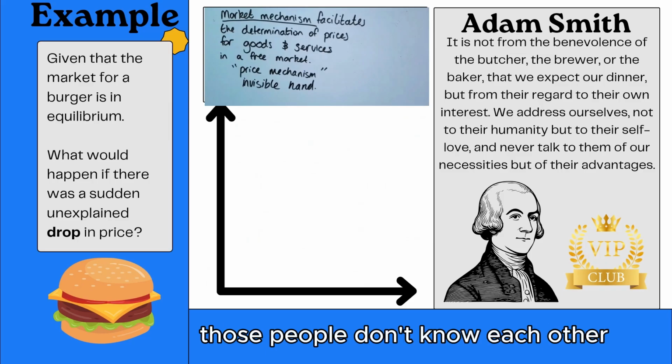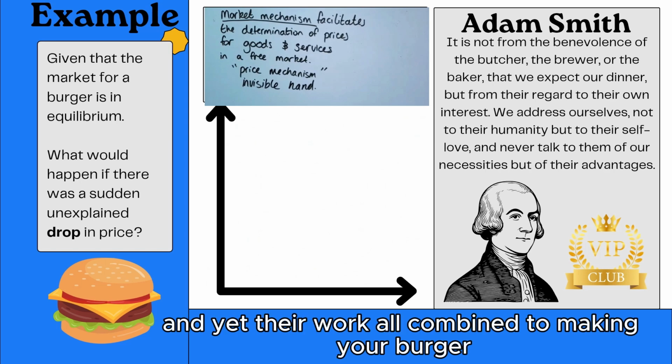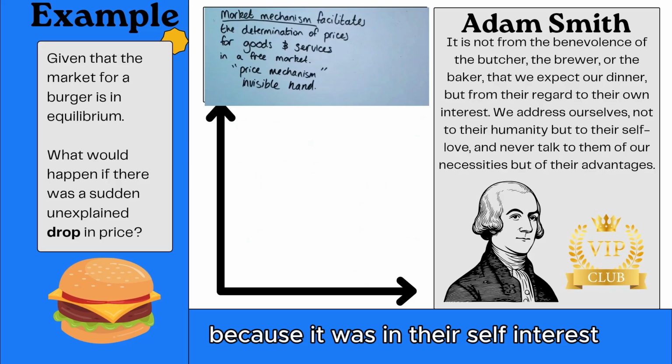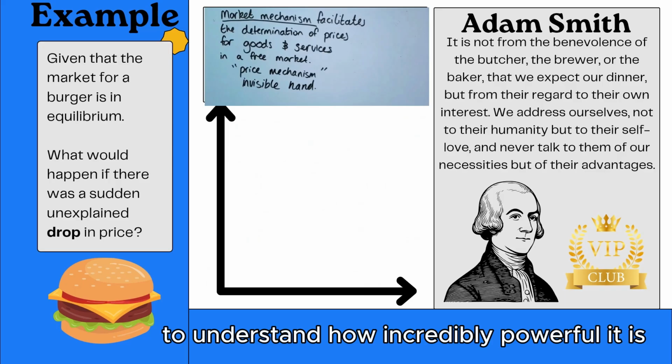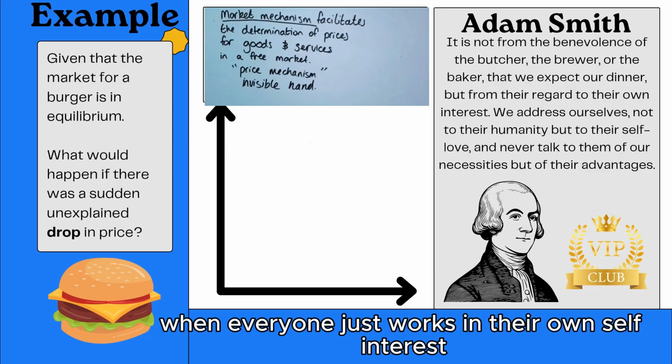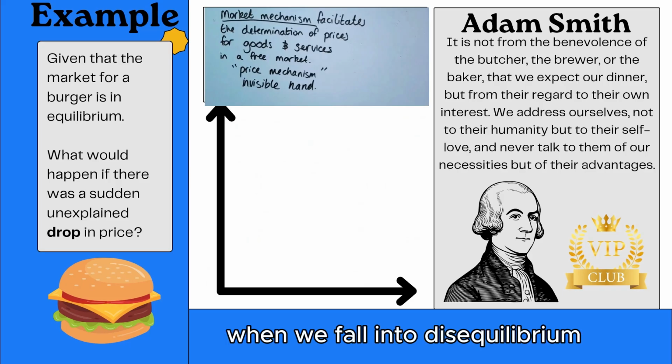Those people don't know each other, they won't ever meet, and they don't even speak the same language. And yet their work all combined to make your burger because it was in their self-interest. So let's look at this price mechanism to understand how incredibly powerful it is when everyone just works in their own self-interest, and the problems that are caused when we fall into disequilibrium.